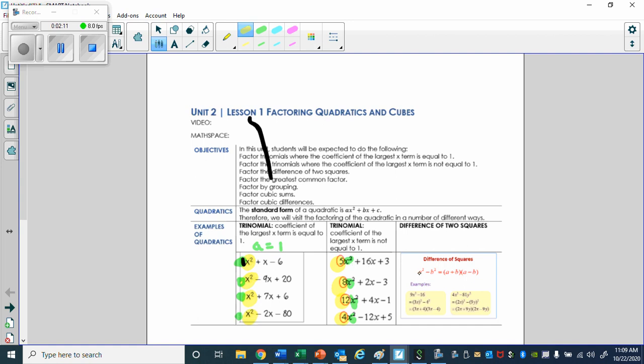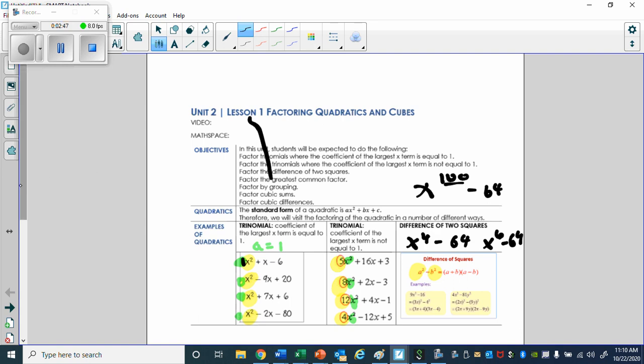When we're dealing with the difference of two squares, we have 2 squares, or even exponents. Other examples that we might see might be x to the 4th minus 64. These are 2 squares, or x to the 6th minus 64. We could even have x to the 100th, as long as that power is even, and this is a perfect square. Okay, we're dealing with perfect squares.